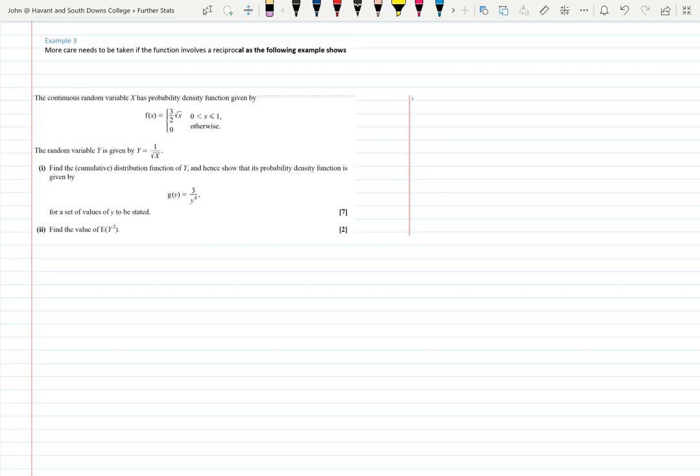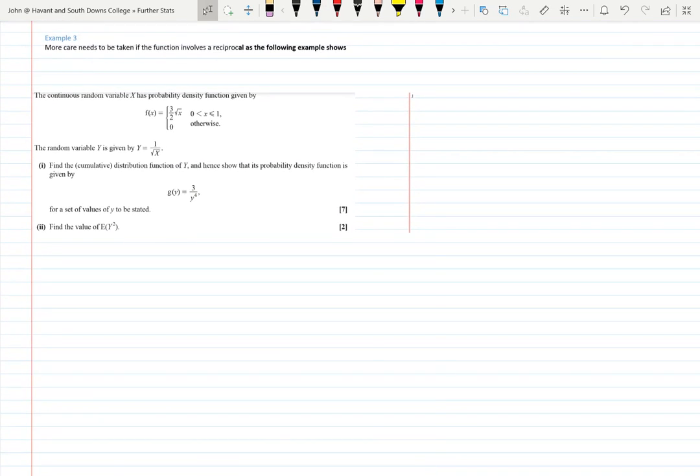Okay, so let's do the question again. We're also going to have to do quite a bit of work, because we need to get the CDF of the original function first, since it's the CDF we're after, before we can do any kind of manipulation at all.